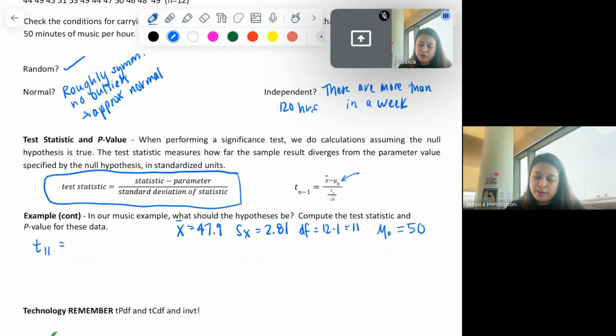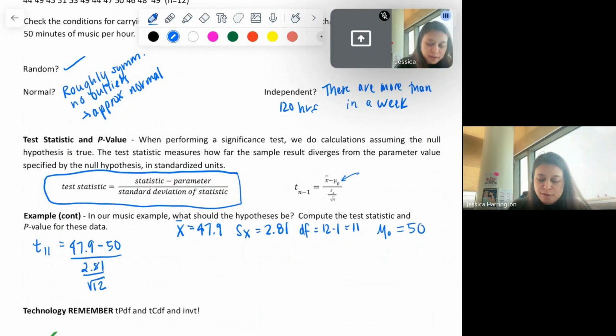So let's actually solve this. X bar is 47.9 minus the mean that we're given, 50, over s sub x, which is 2.81 over root n, which is root 12. Okay, so what's the number you should get? I think this one says negative 2.59, right, for your t score, your test statistic. So then we are just going to find the probability that t is less than negative 2.59.